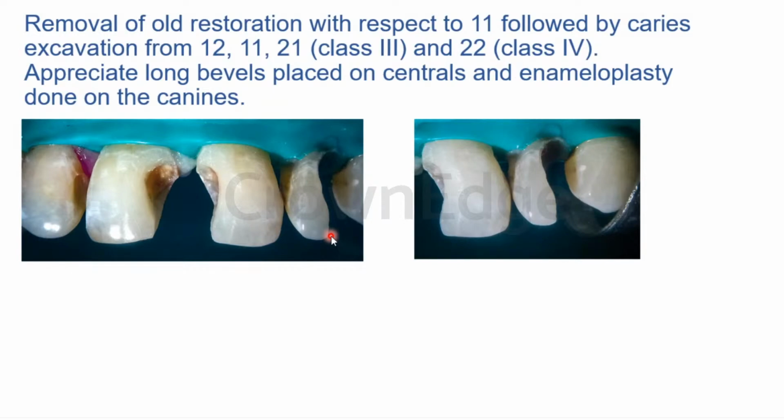So we start off with the layering technique. It is essential that we cure every 2 increments of the composite, and that has to be for a period of 20 seconds. Why is it necessary for us to pack it incrementally? We all have heard about polymerization shrinkage, right? There's a lot of shrinkage of composite that can happen due to polymerization.